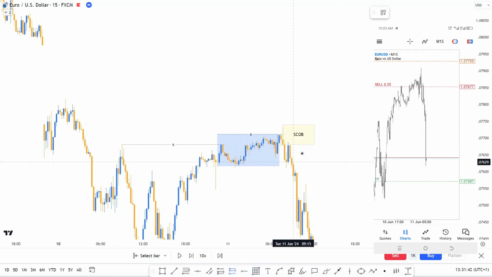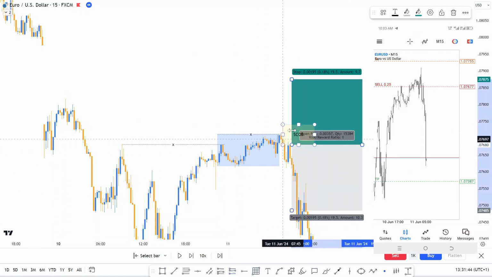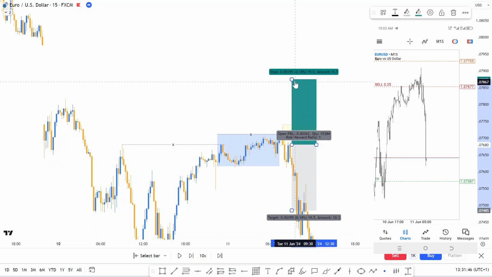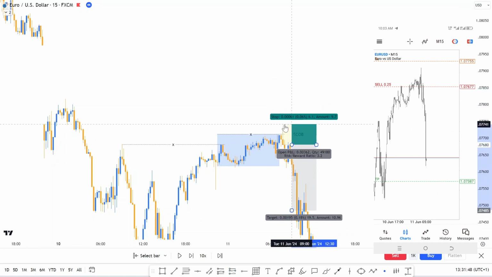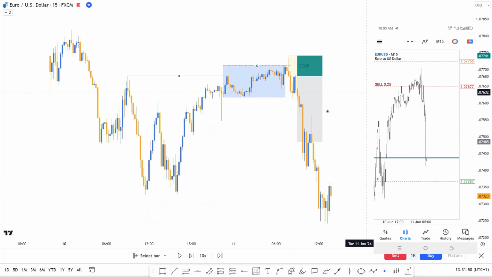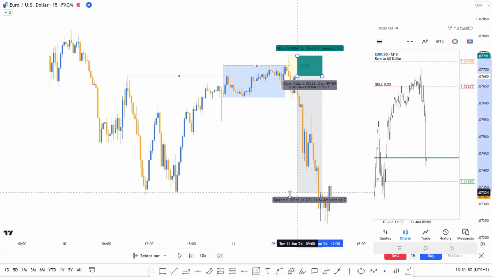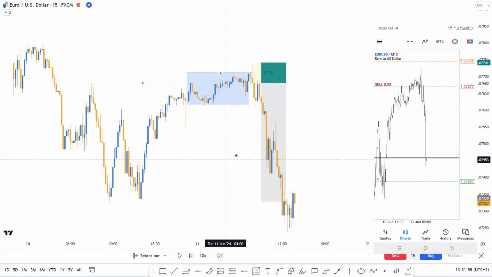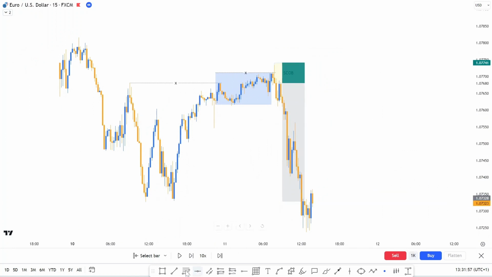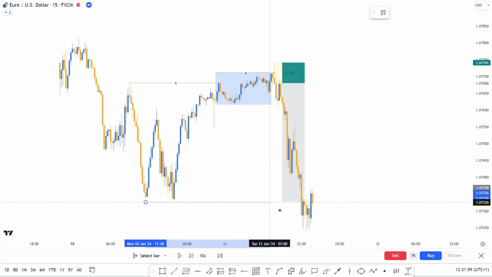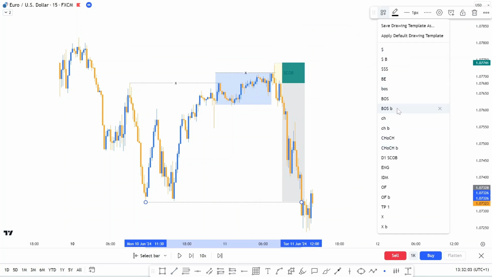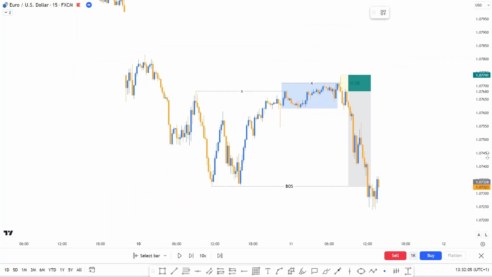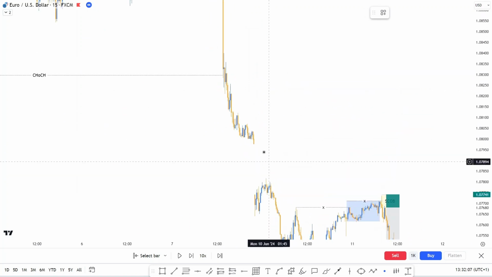And I actually caught this trade in my challenge account. When the market came back to mitigate this institutional funding candle, I took this sell here, and my target was around here. This is the trade that I got. And here we have another break of structure. So this is how you can make your proper structural mapping.